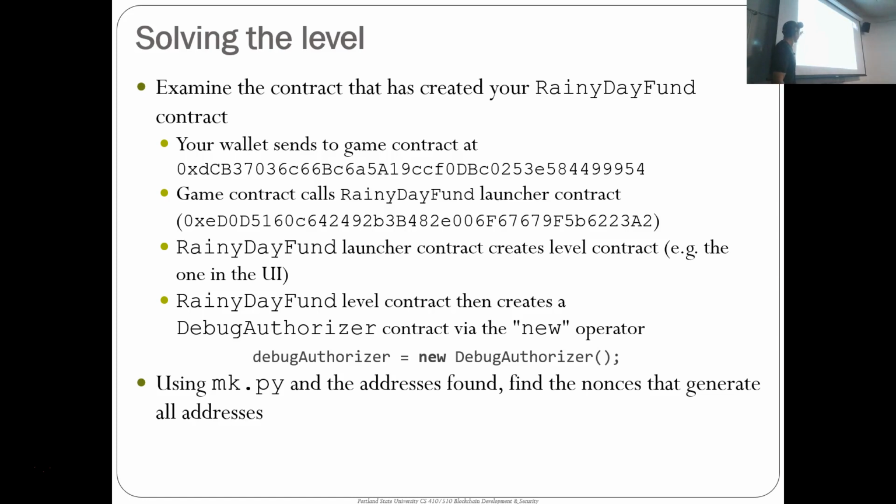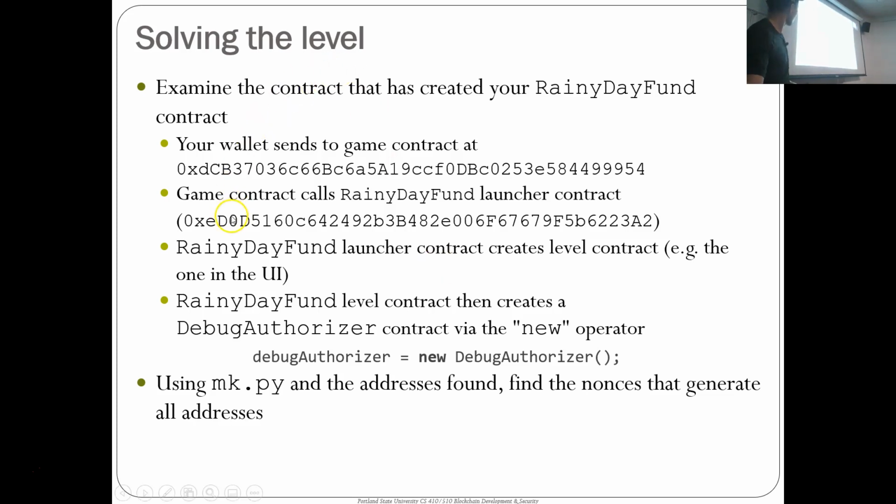And moreover, the launcher creates the level, and then the first thing the level does is create this debug authorizer contract. Okay? Now all of these addresses, the level contract address and the debug authorizer contract, are deterministic. So the whole point of this level is to predict those two addresses ahead of time and then send the 1.337 ETH to this one.